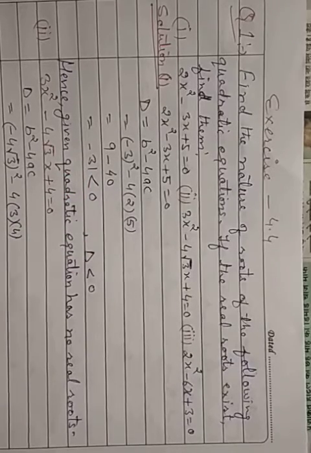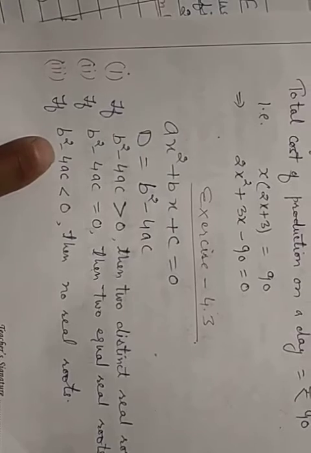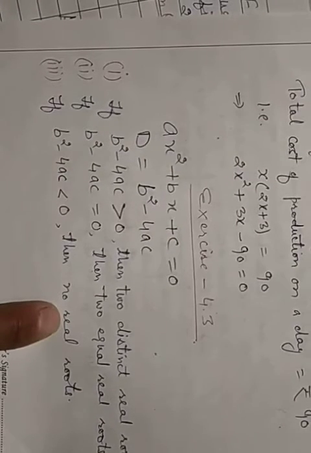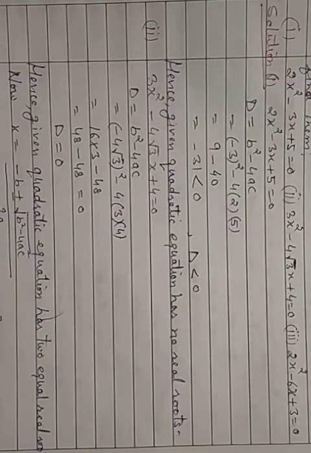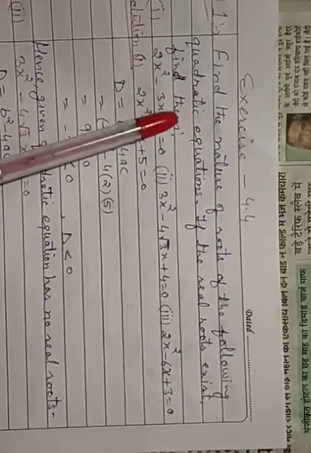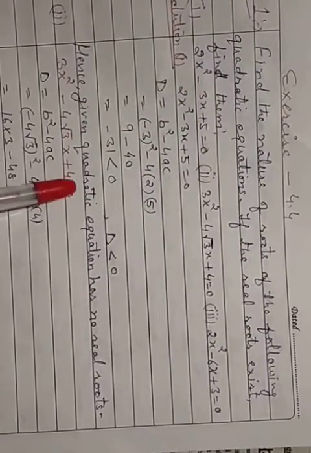If your D is less than 0, then we know the condition. If D is less than 0 or b square minus 4ac is less than 0, then no real roots. So hence the given quadratic equation has no real roots. What does the question say? Question says if the real roots exist, find them. अगर real roots होते तो आपने उनको find out करना था, क्योंकि इसके no real roots हैं. Your question ends here.